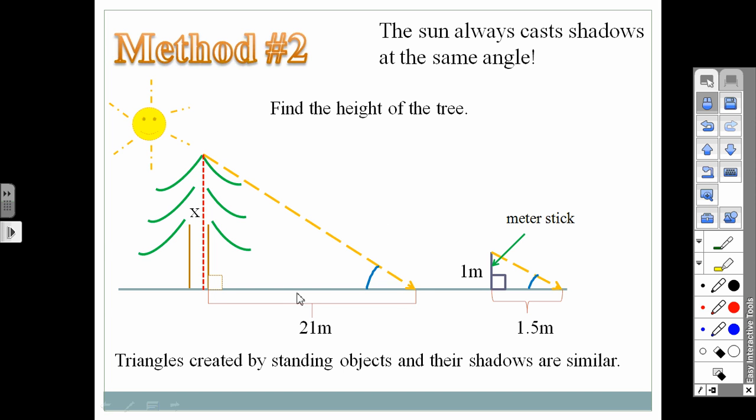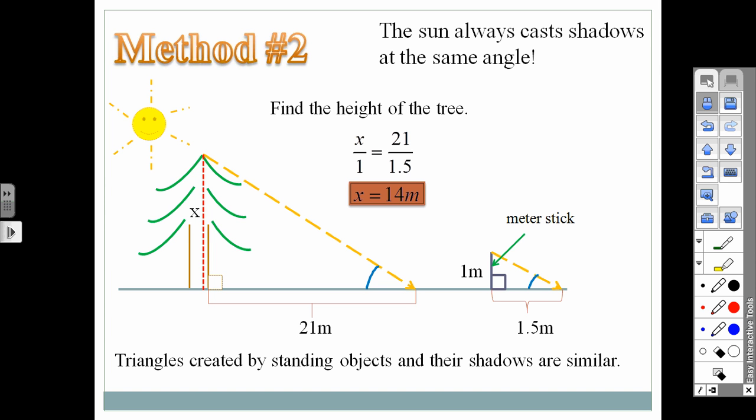So say you and your buddy are out there and you measure the shadow of the tree and the shadow of your meter stick. You find them to be 21 meters and 1.5 meters. You know that your meter stick is 1 meter long. Okay, awesome. You want to figure out what the height of the tree is. Because these angles are the same and they're both at right angles, we have similar triangles. So we can come up with a proportion. We can say x is to 1 as 21 is to 1.5. And then we cross multiply and we solve and we get the height of the tree is 14 meters.